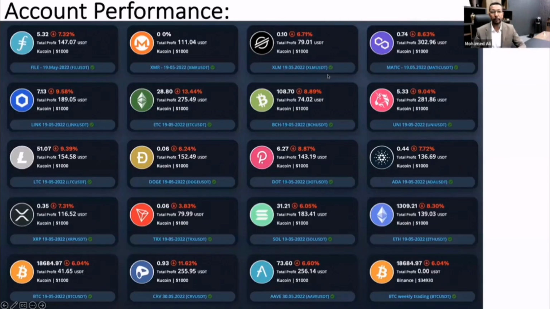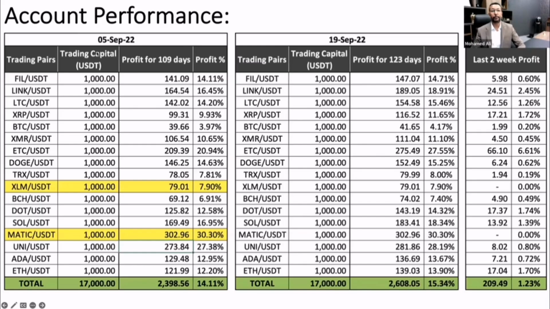Let's get to the account performance. This is the same account that we're sharing every week. Let's get to the table. So this is the last performance review that we did on the 5th of September, and this is the performance now of the 19th of September. So we're talking about 2 weeks of performance. On the right-hand side, you can see a brief of what happened during those 2 weeks.